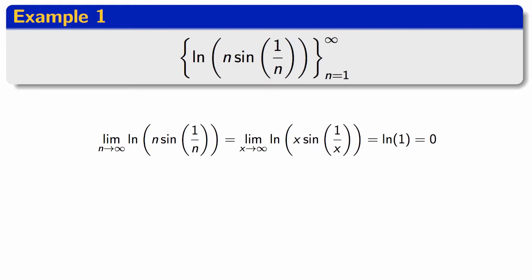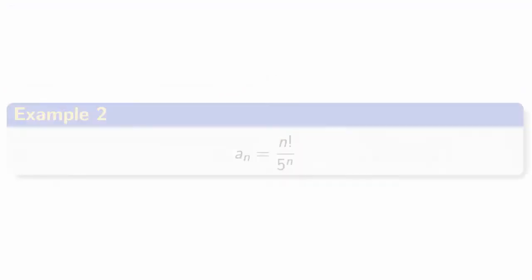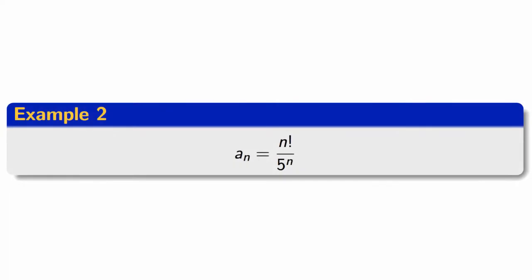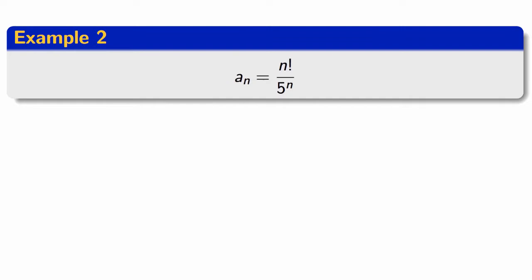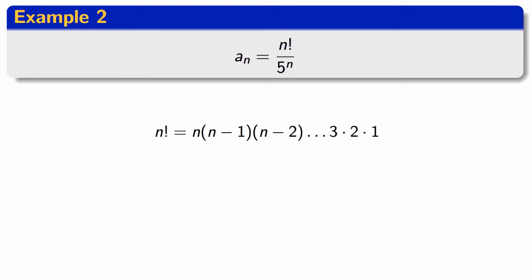Let's consider our next example, n factorial over 5 to the n. Remember that n factorial is equal to n times n minus 1 times n minus 2 all the way down to times 3 times 2 times 1. So for example, 4 factorial is equal to 4 times 3 times 2 times 1, which is 24.